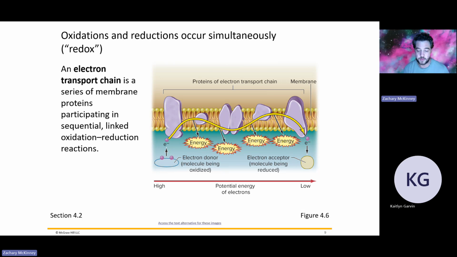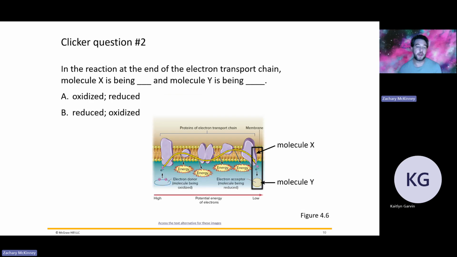Okay, so if you look at this, I'll give you a quick second. In this reaction at the end of the electron transport chain, molecule X is being what and molecule Y is being what? Let me zoom in here. There we go. You have this final protein in the chain and this last thing that's being accepted. The answer is right there on the screen if you can read it. Molecule X, this protein, as it gets rid of its electron, is it being oxidized or reduced? If you remember, this molecule is losing its electron, so it is being oxidized, while this one is gaining its electron, so it is being reduced. So, yes.